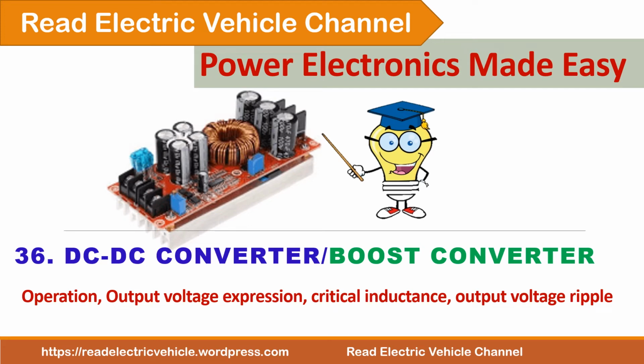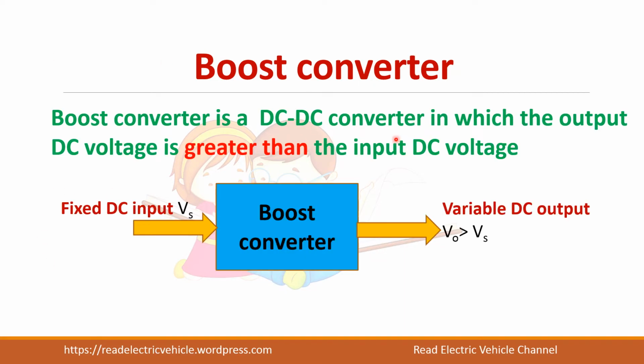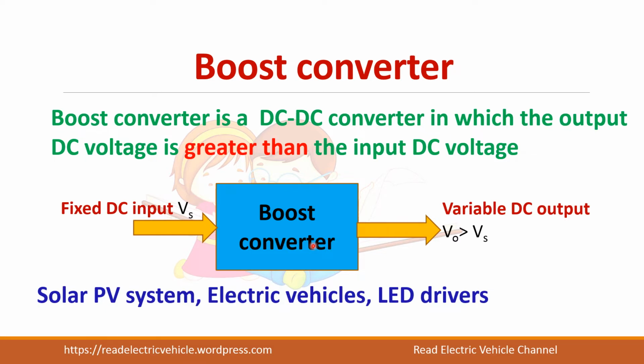In this video, we will see about the operation, output voltage expression, critical inductance and output voltage ripple calculation for a boost converter. What is a boost converter? It is a DC-DC converter in which the output voltage is greater than the input voltage. So if I give a voltage of Vs, I always get a voltage greater than the given input voltage. So it is called a step up converter or boost converter.